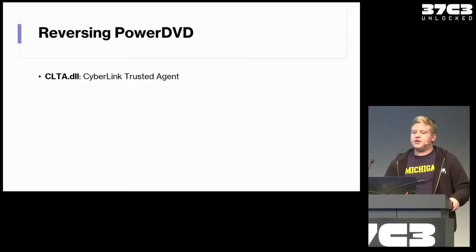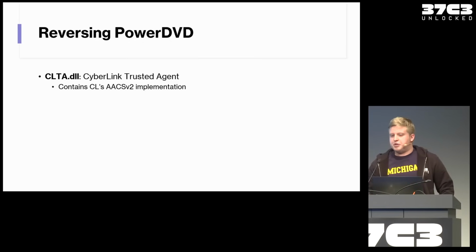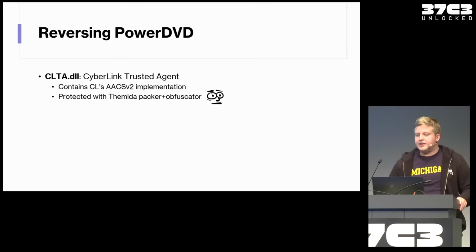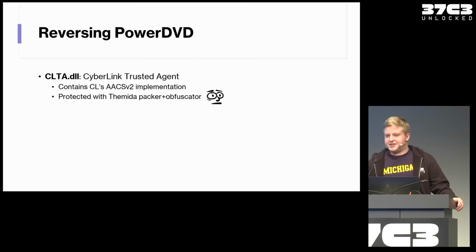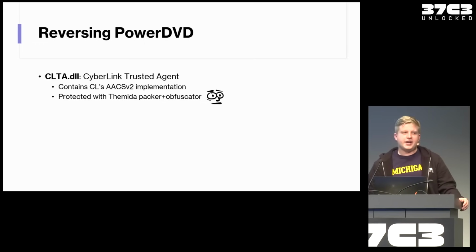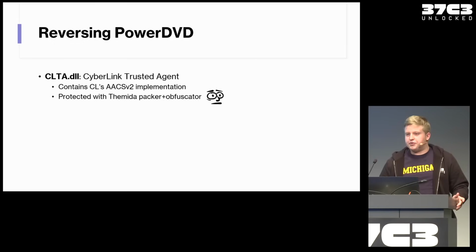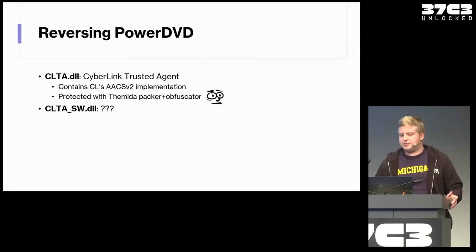So we have CLTA, which stands for Cyberlink Trusted Agent, and it contains the high-level implementation for all of the AACS V2 stuff. And it's protected by the Themida Packer and Obfuscator, which is the best in the business for binary protection, packing, obfuscation, code protection. They have every trick in the book: anti-debug, VM detection, control flow obfuscation, flattening. So it's a pain to look at. We find another DLL next to it, CLTASW, which I'm not really sure what it does, but it's okay because it's not used.